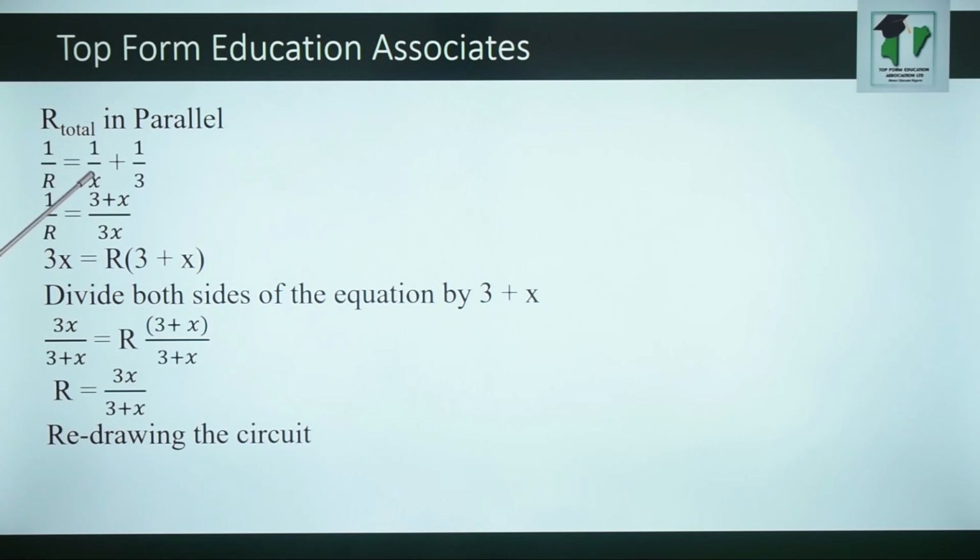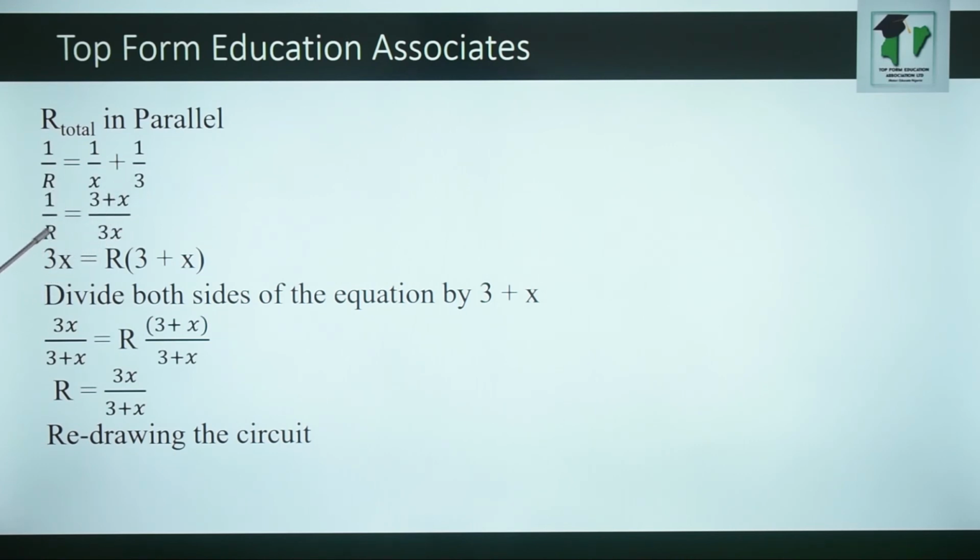So we have 1 over R is equal to 1 over X ohms plus 1 over 3 ohms. You have the resistors here as X ohms and 3 ohms in parallel. So to get the total resistance, now we'll have 1 over R equal to 1 over X plus 1 over 3. Now what is the LCM of X and 3? We'll have it as 3X.